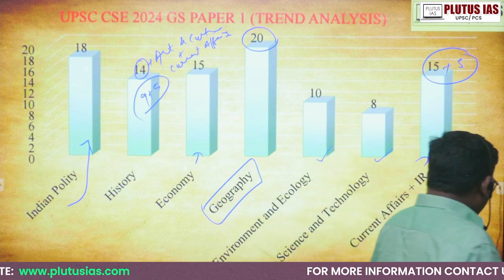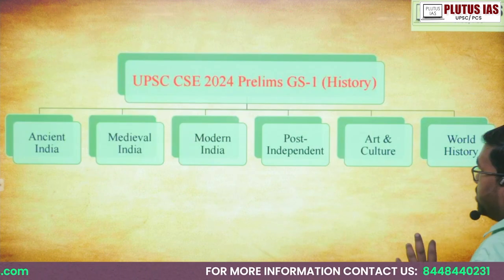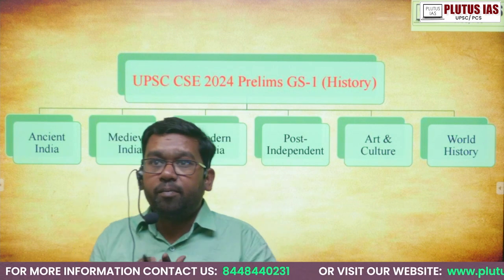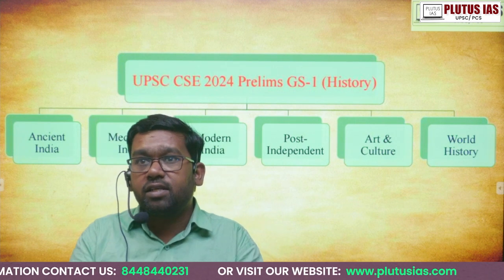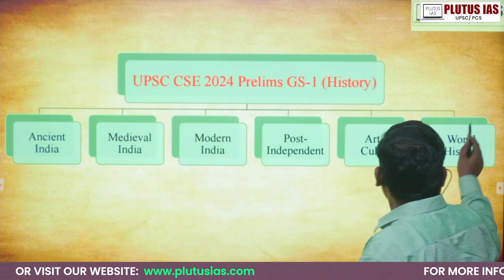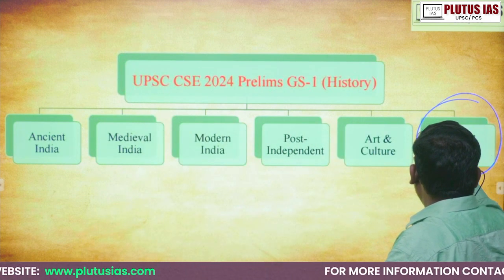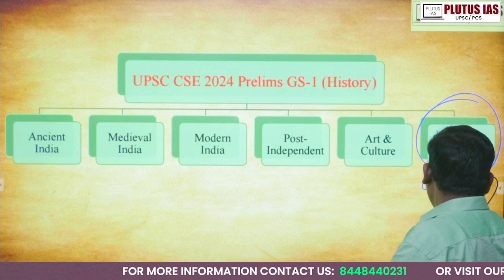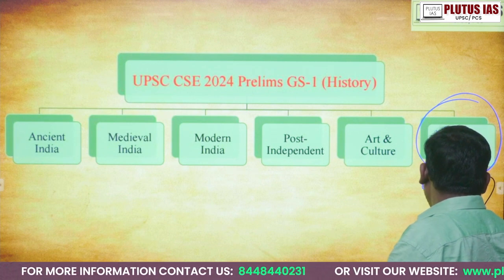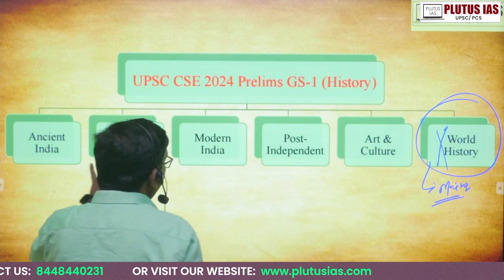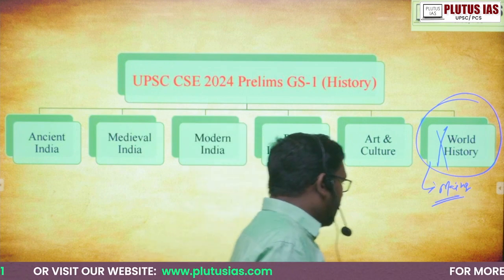Apart from this, you know that history has 6 divisions, right? Ancient, medieval, modern, post independent, art and culture, and world history. You know that world history is not a part of the prelims examination. It is only there in the mains examination GS paper 1. So we have 5 important parts: ancient, medieval, modern, post independent and art and culture.